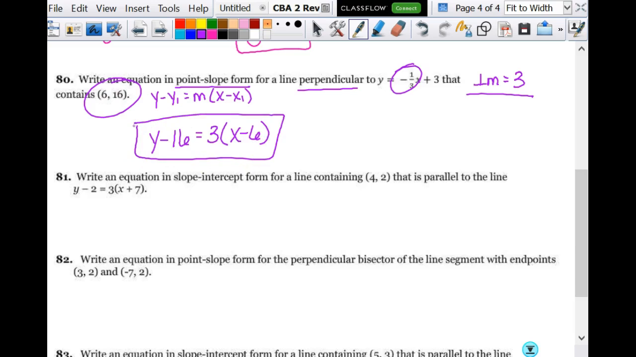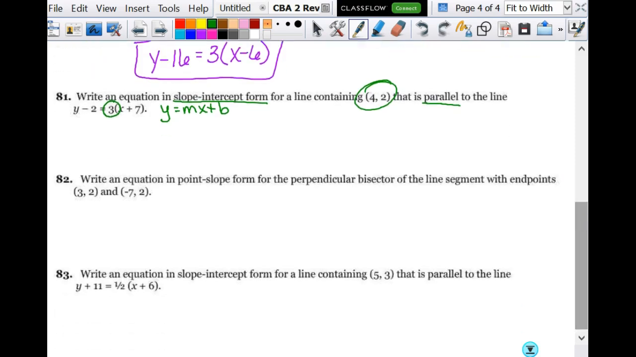All right, so then I want to write an equation in slope-intercept form. That is your y equals mx plus b form. It contains this point and is parallel to this line. This is in point-slope form, so you can easily see what the slope is here. It is 3. Since it is parallel, that is the slope that I use. Even though I want it in y equals mx plus b form, I'm going to start by putting it in this form and just work my way through it. I think that that is way easier to do.